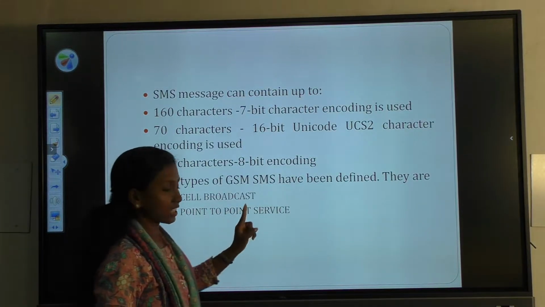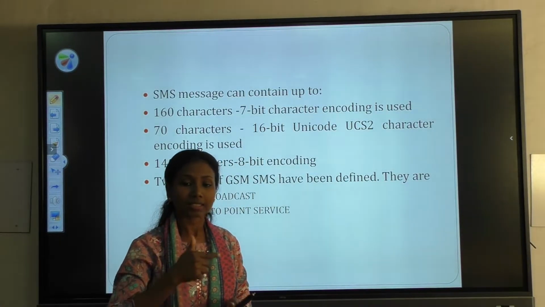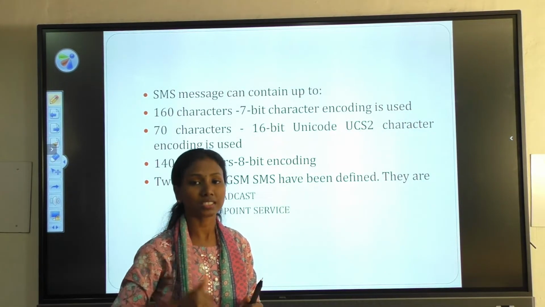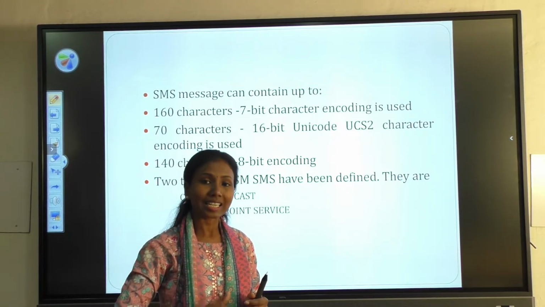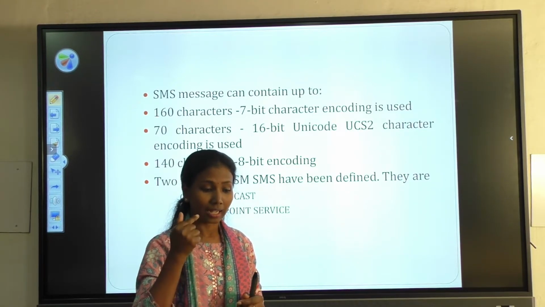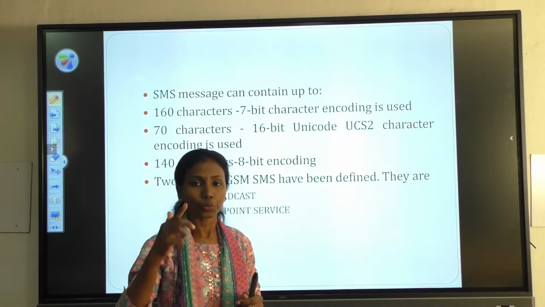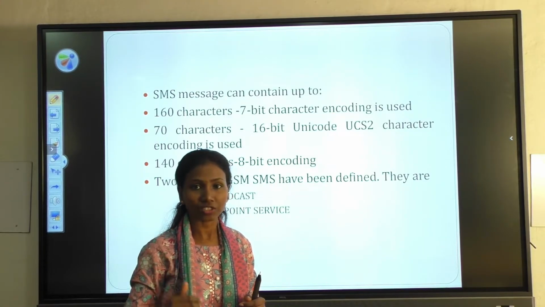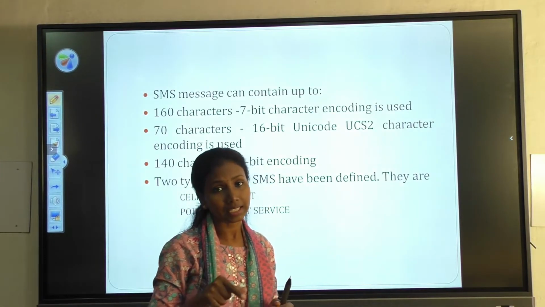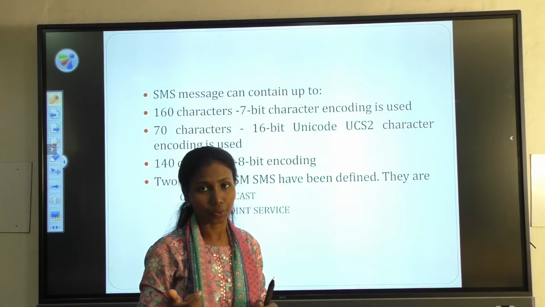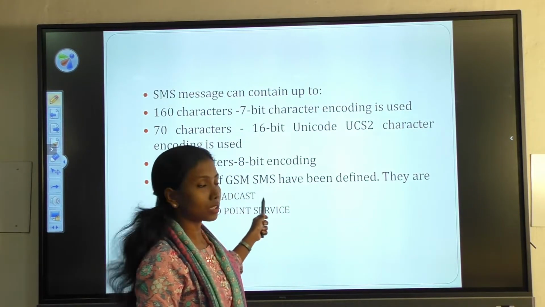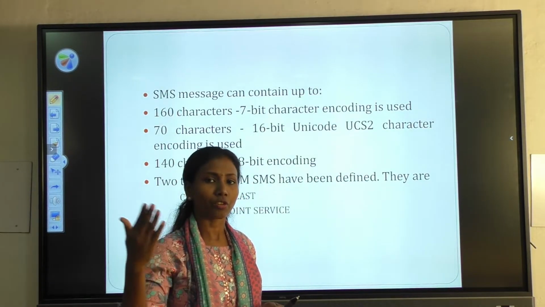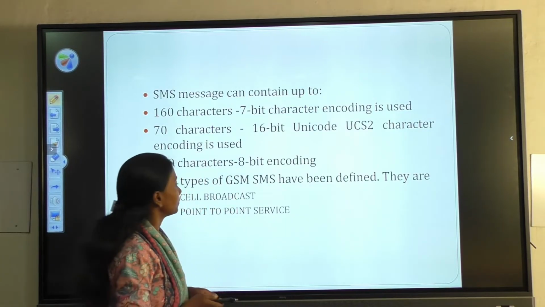In point-to-point service, there is only one sender and one receiver. I send the message to only one receiver, whether they are my friend or relative, and only that person can see that message. But in cell broadcast, all of us can see the message which is from the service provider.